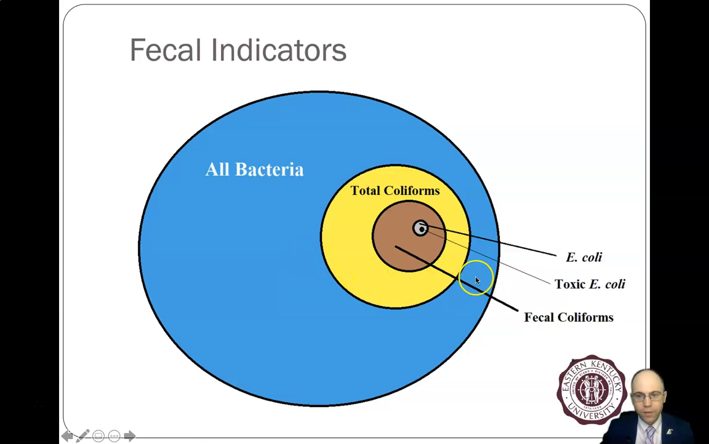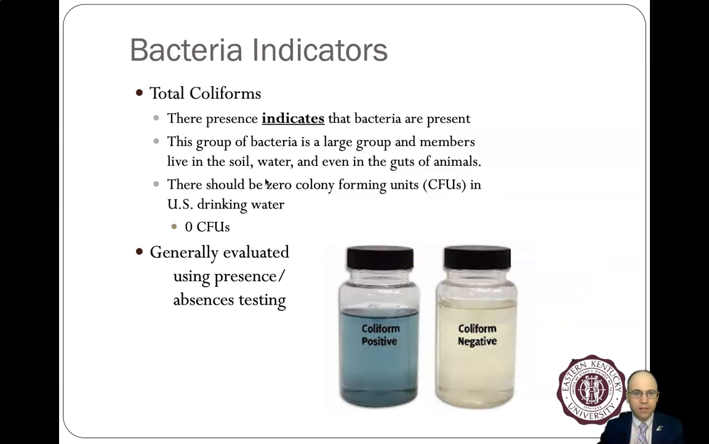Real quick, most E. coli are harmless to us. There are a few types that do make people sick, that produce a toxin, but most of them are harmless. E. coli are a type of bacteria. We measure E. coli because E. coli is in almost all the coliforms. They live in soil, water, and even the gut of animals. But we don't like seeing coliforms in our water.